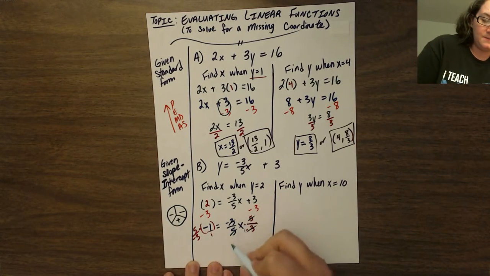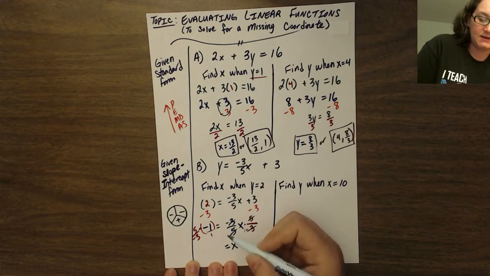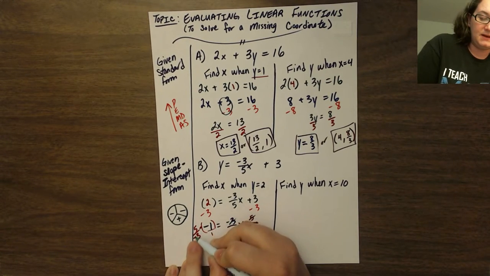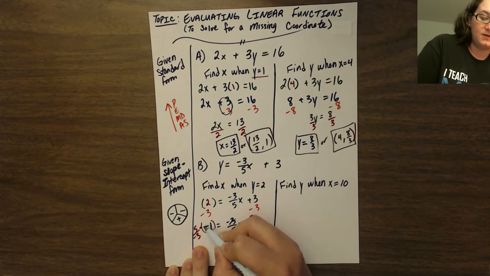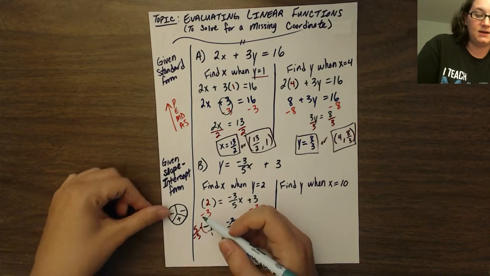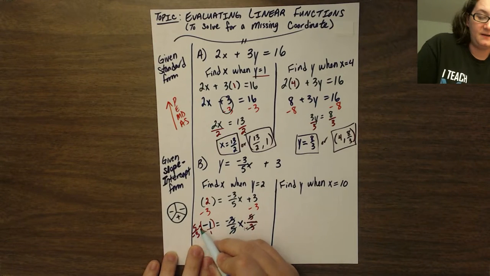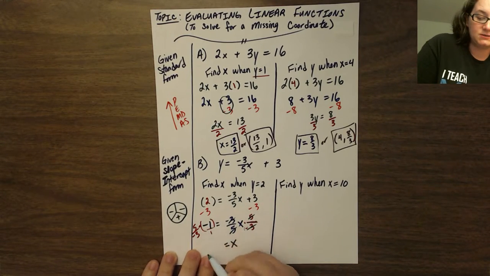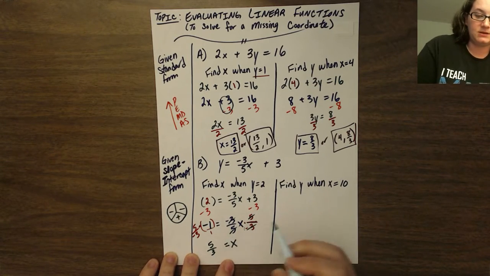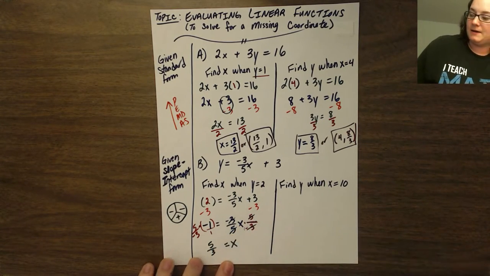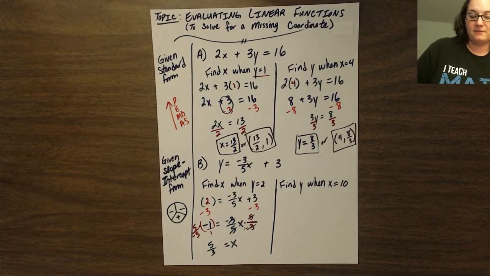So here, I have an x left over on this side. And on this side, my negative and my negative, they go away. Because again, negative divided by negative is a positive. 5 times 1, we multiply straight across. So 5 times 1 is 5. 3 times 1 is 3. So my answer would be x equals 5 over 3.